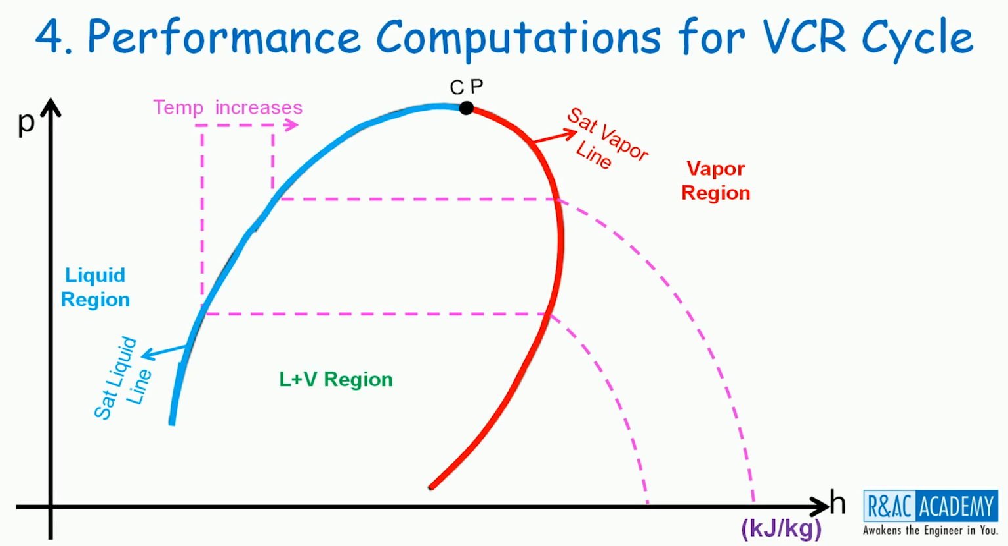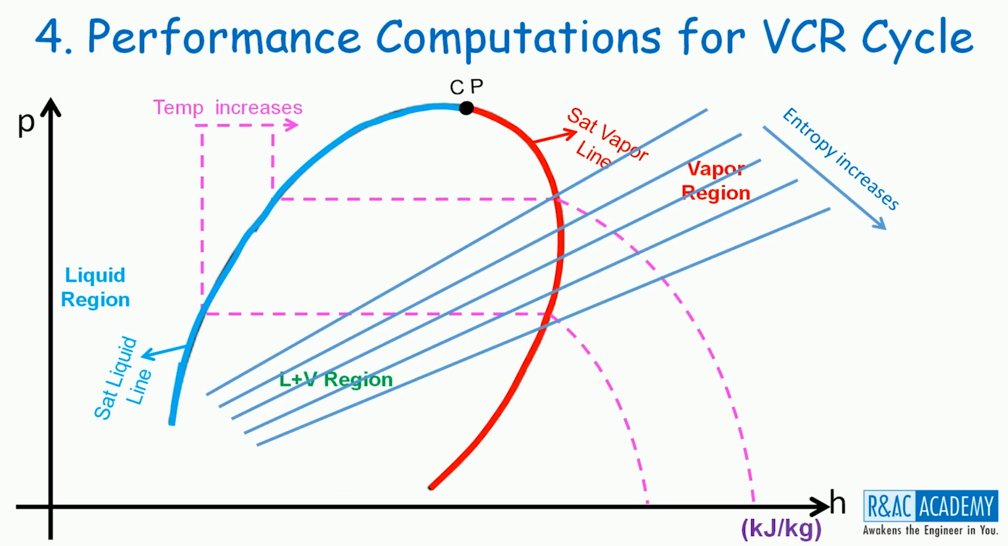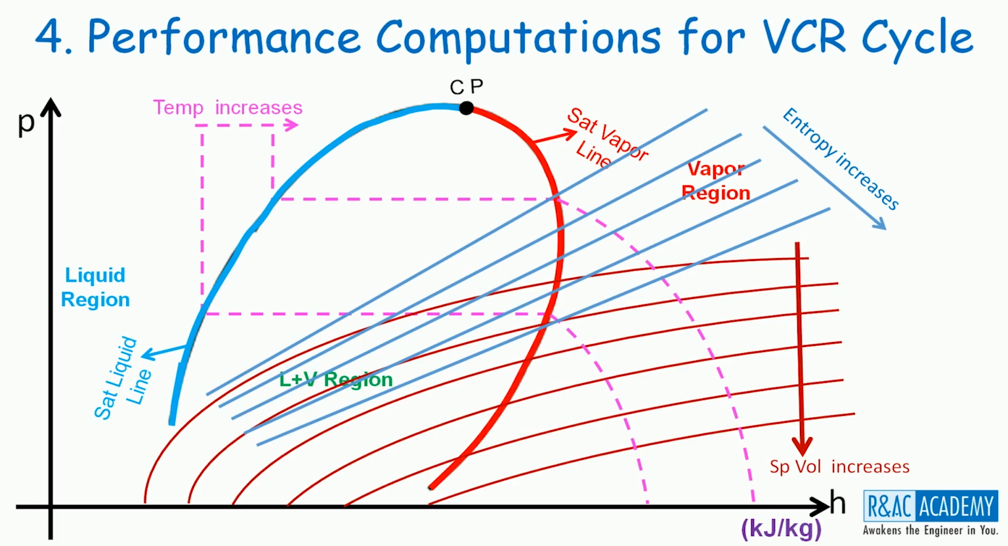The next lines are isentropic lines, constant entropy lines. These are the inclined lines on the pH diagram, and as you go down, the entropy value increases. The third one is the specific volume lines, constant specific volume lines, and as you go down, the specific volume of the refrigerant increases.